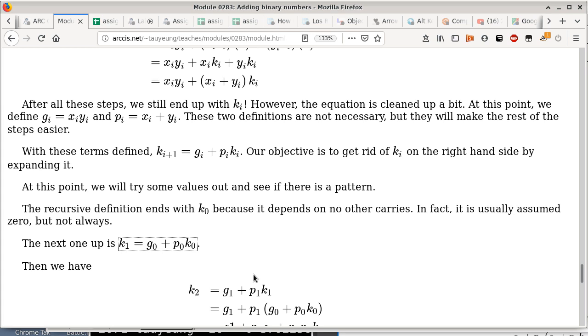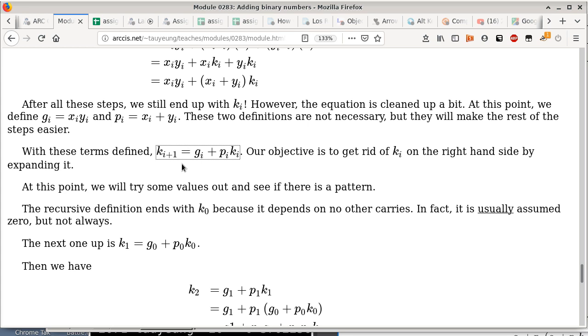So, okay, this is no big surprise. K1 does depend on K0. Next, we work with K2. When you work with K2, the first line of the derivation, which is this line here, is really just based on this, isn't it?